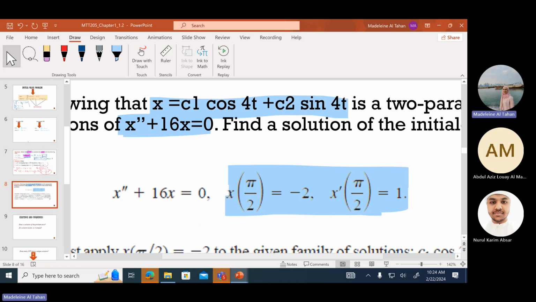C1, yes. No, C1 usually we write it down. And cosine of 4t. This is what we write.